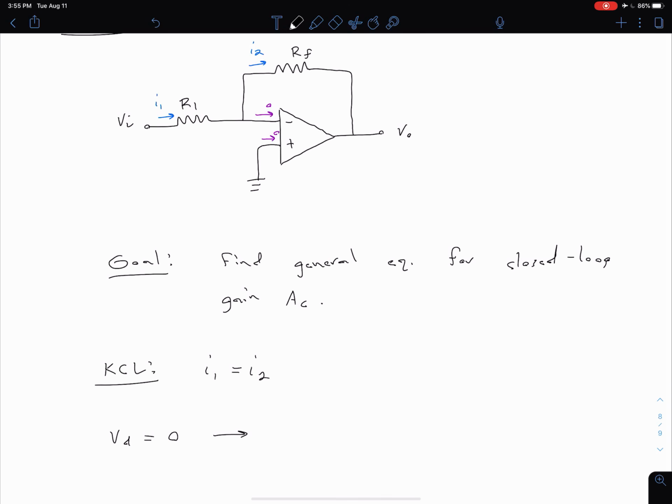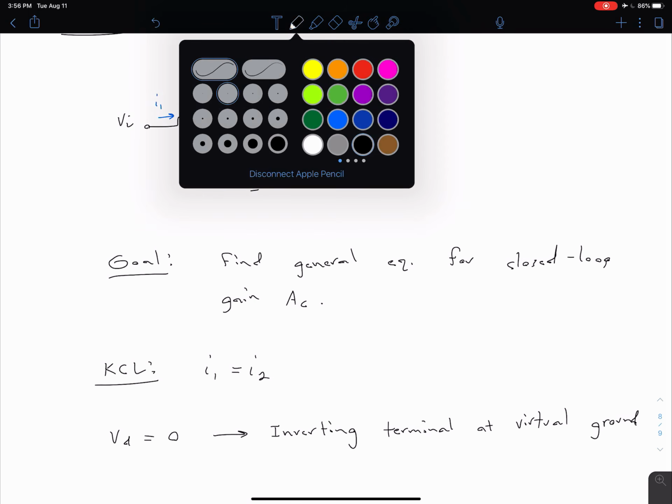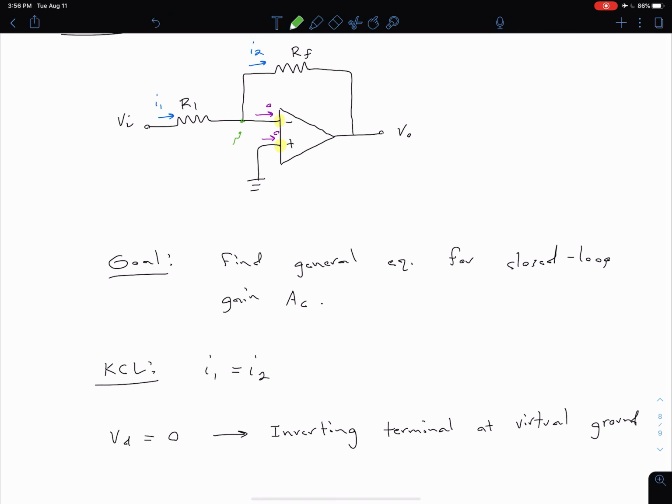Because of that, we can say that our inverting terminal, which is the one on top in this case, is at virtual ground. Remember, we talked about last time, what that means is there's no physical path to ground, but it's essentially at a ground potential. The reason is because our non-inverting terminal is connected to ground. If the voltage difference between the two input terminals has to be 0, that means this point is also at 0. We could also draw that as V equals 0 at this point. So it's essentially like having a virtual ground there.